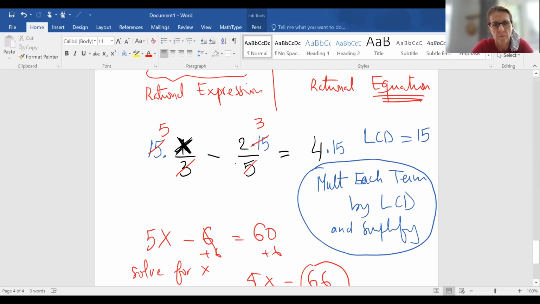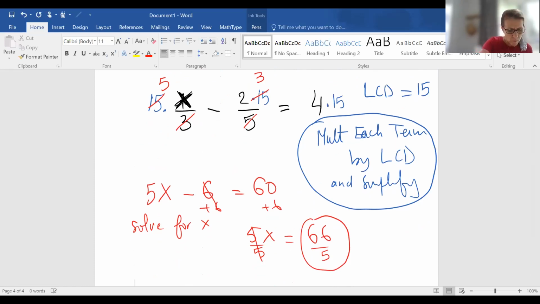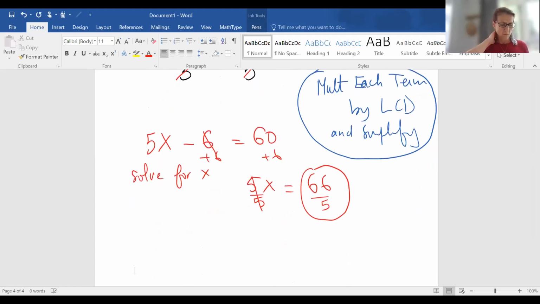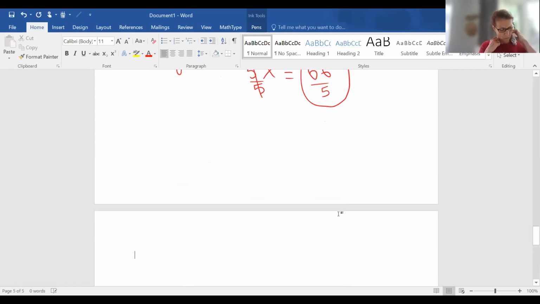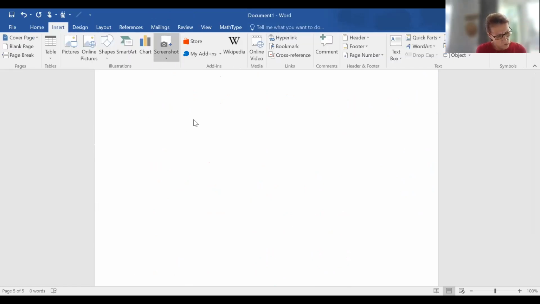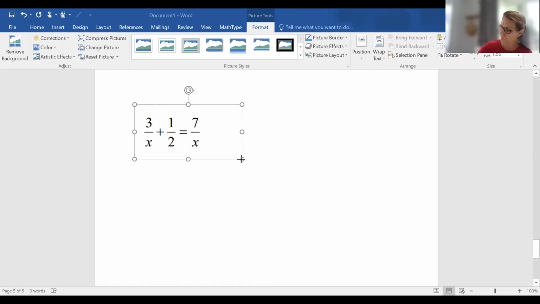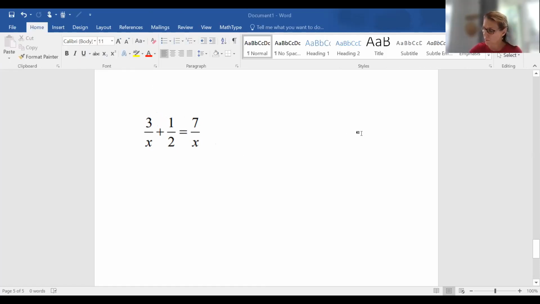Everybody try to remember this. Multiply each term by the LCD. This is what you're going to do every single time today. If you have a rational equation, this is exactly what you're going to do. You're going to multiply each term by the LCD. So now if you go to another example, not very hard, like this one right here. Again, look at how many denominators we have. How many denominators do we have?